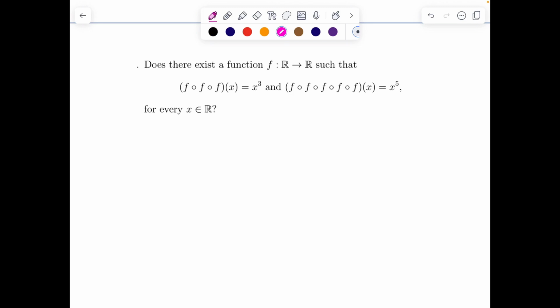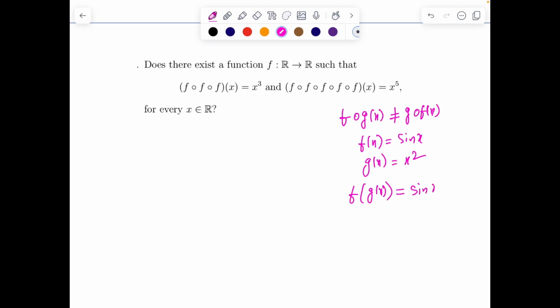Now the major idea behind this problem is the associativity of the function. You know, in general, f∘g is not g∘f. It means if I take, let's say, f of x as sine of x and g of x as x squared, then f of g of x gives sine x squared, and this is not in general equal to sine x whole squared, which is g of f of x. So in general, functions are not commutative, right? But the beauty of composition of functions is that they are indeed associative.